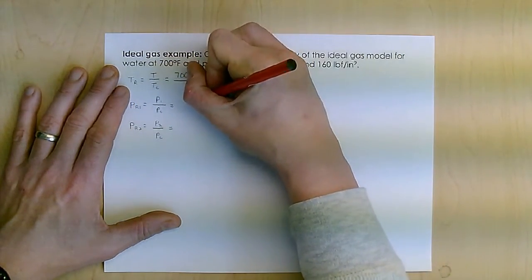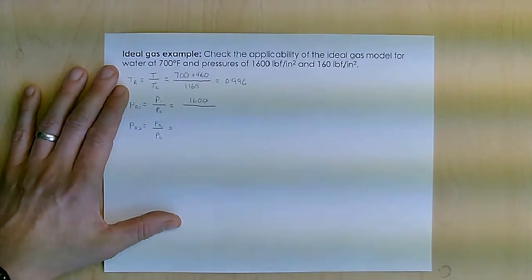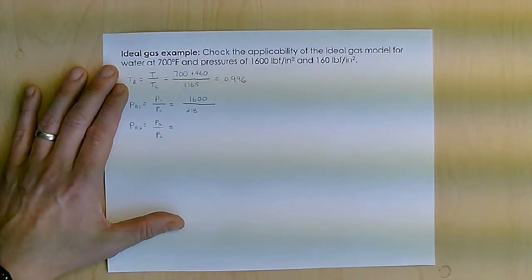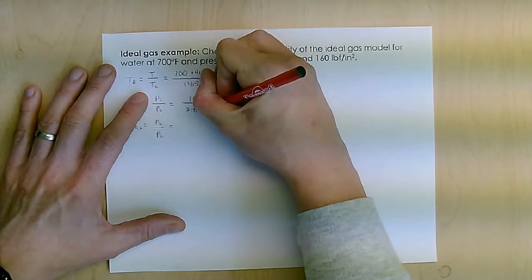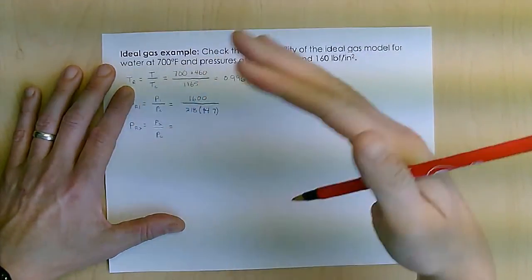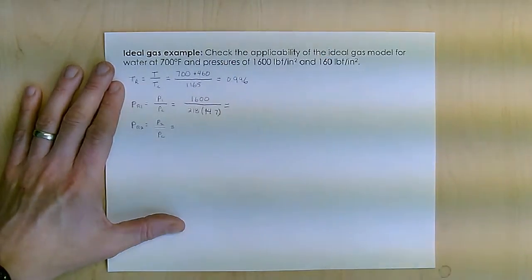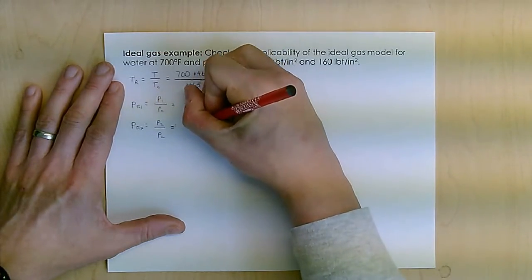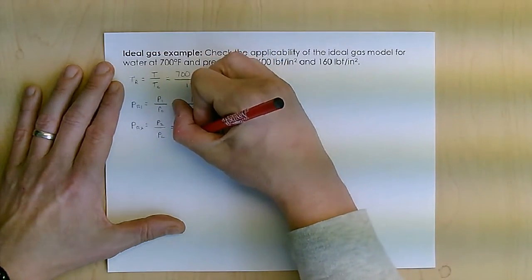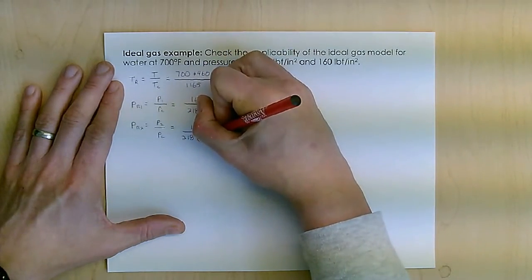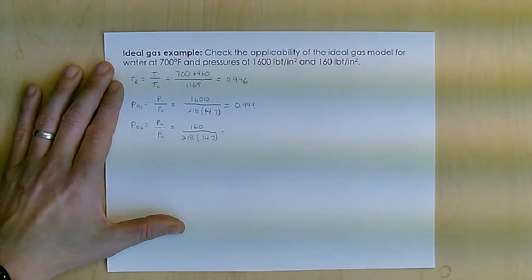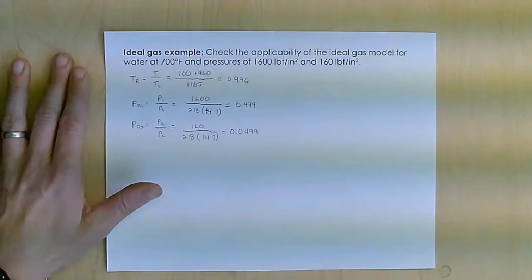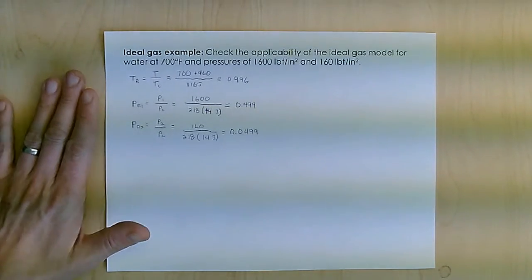Now for my pressures, I will start with P1, which is in psi. That'll be 1600, and then I'll divide that by the critical pressure, which was 218. That is in atmospheres, so I need to multiply that times 14.7 psi to get it into psi. That gives me a reduced pressure of 0.499. And do the same thing for 160: divided by 218 times 14.7, that's going to be 0.0499.